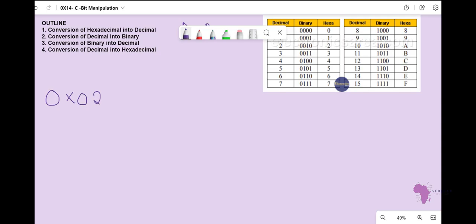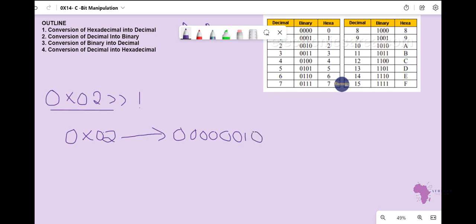And we have been told that we are shifting to what direction? To the right. So shift 1 step. So what are we doing? First of all, we need to have the binary of this, and then we shift. So binary of 0x02, which is equivalent to 0, 0, 0, 0, 0, 0, 1, 0, like that.